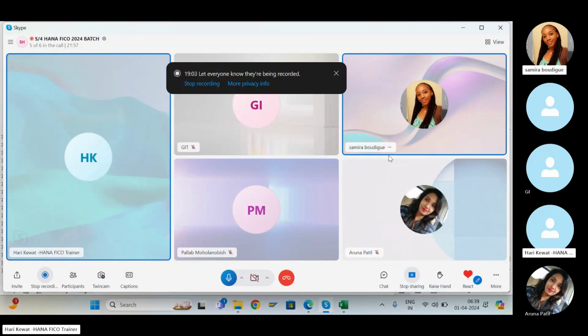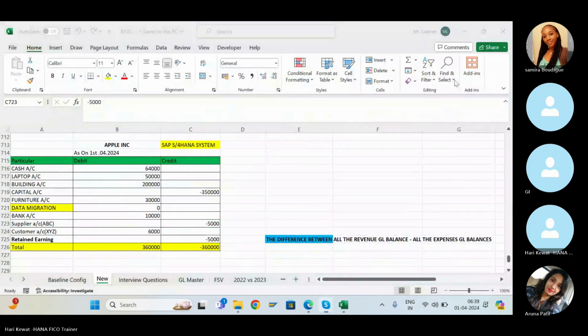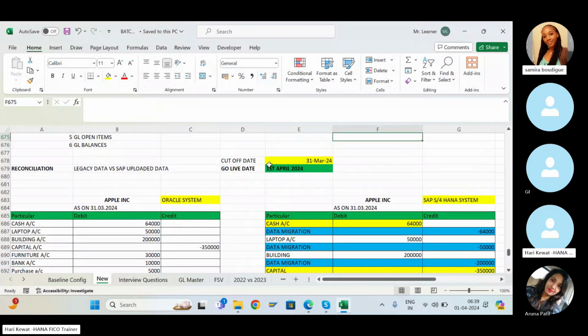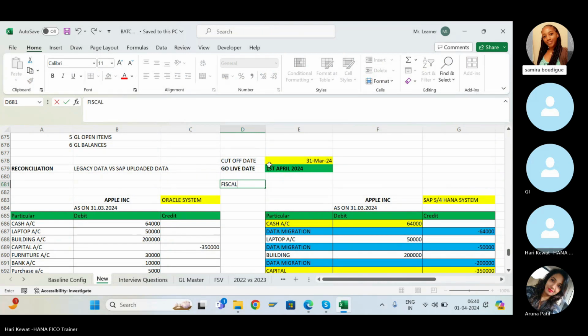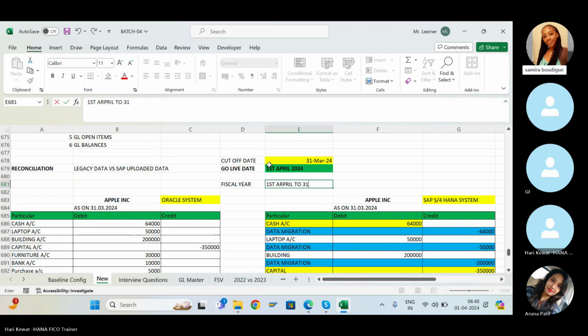So who is there? Maybe Samira and Aruna, they may have doubt. Please ask me. Samira, for your understanding, I know that in the US you are following a January to December fiscal year, but here I have given the example of India. In India we follow the fiscal year from 1st April to 31st March. Okay.